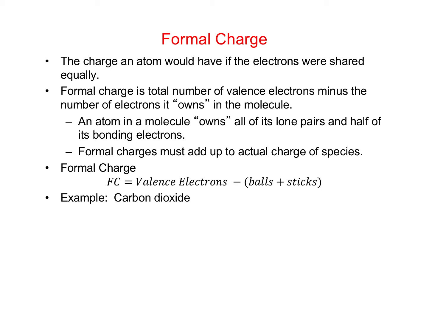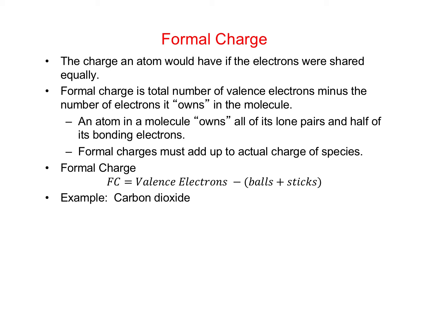And so to calculate the formal charge, we take the valence electrons and then compare that to the number of electrons that that atom quote-unquote owns in the molecule. And we think of the electrons that it owns as, it gets all of the lone pair electrons to itself, and then we get half the bonding electrons.